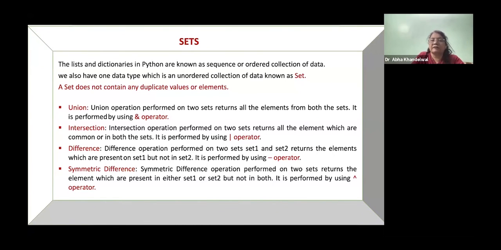Union means if it is performed between sets, it will return the elements from both the sets. And intersection means whatever is common between them will be returned. Difference means it will return the elements which are present in set 1 but not in set 2. And symmetric difference will combine both, but the common elements will be thrown away and the remaining elements will be retained. So let's do it by program and see what happens.